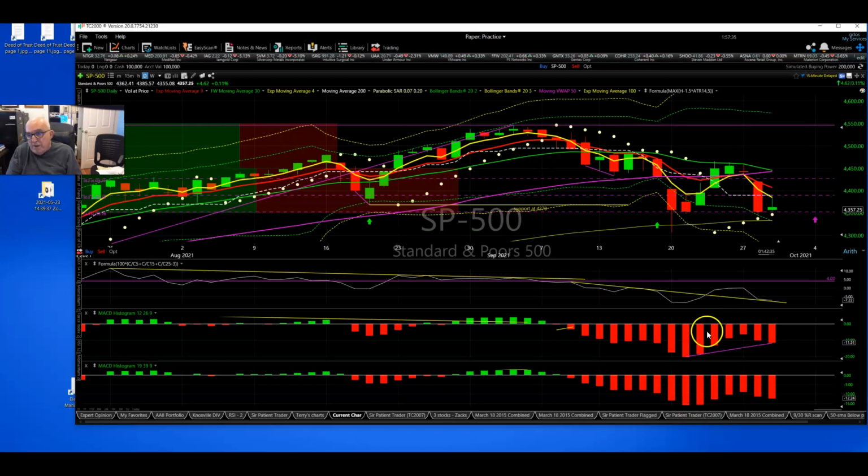Now on MACD, we don't have any classic divergence, although bears are weaker in this area here than they were over here. There's a weakness of the bears here. Same thing on the sell signal. The bears are weaker here than they were over here. So all in all, the chart is still more bearish than bullish.